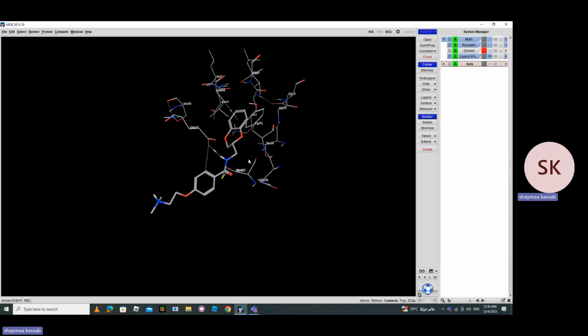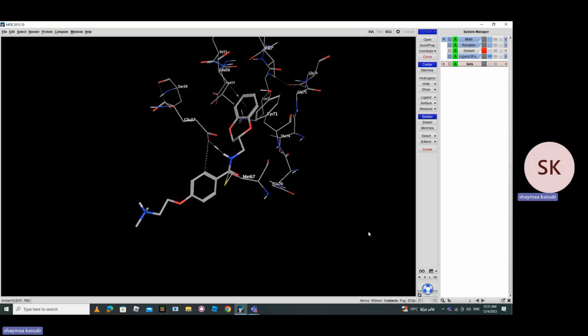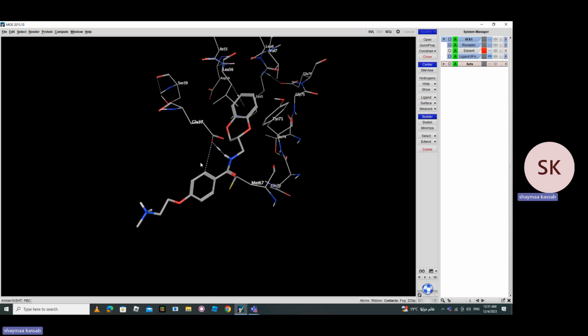As you see in the complex crystal structure, the benzene ring at the beginning of the structure forms a hydrophobic interaction with leucine 56, and a very nice and strong hydrogen bond is formed in the middle of the compound, with glutamic 37, via the NH of the carboxamide linker of the small molecule inhibitor.